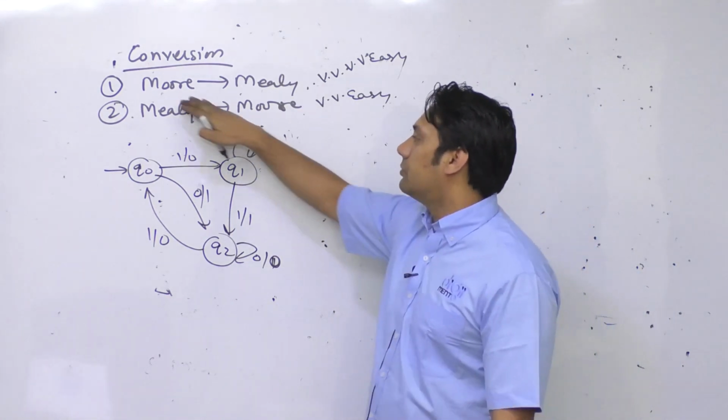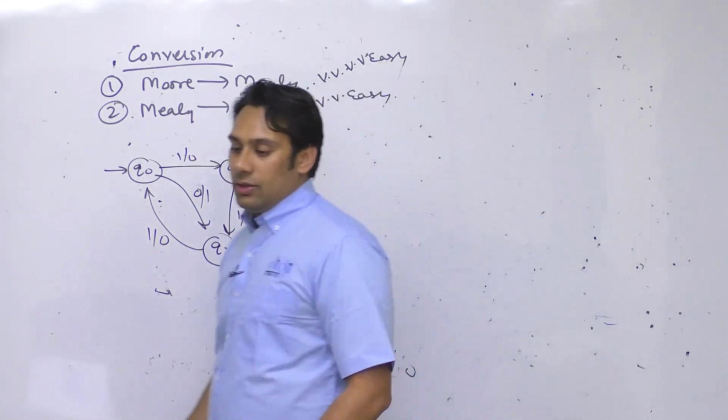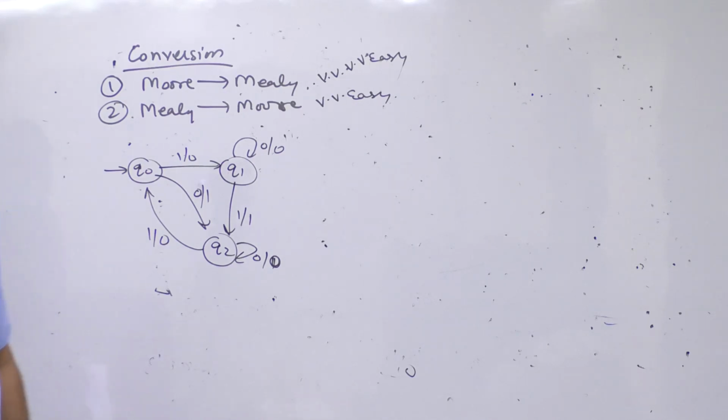The first case we have converted Moore to Mealy. Now we have to convert a Mealy to Moore. Very easy, nothing difficult, very easy example.